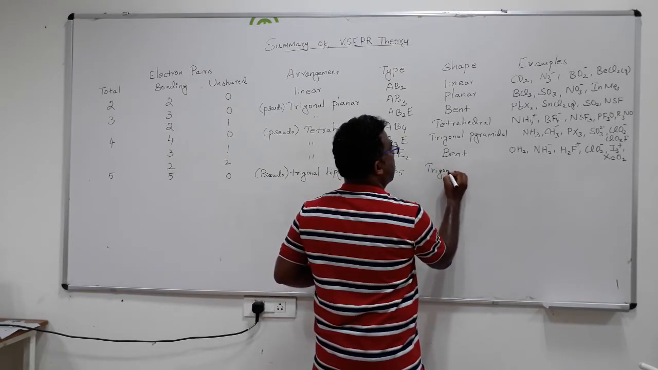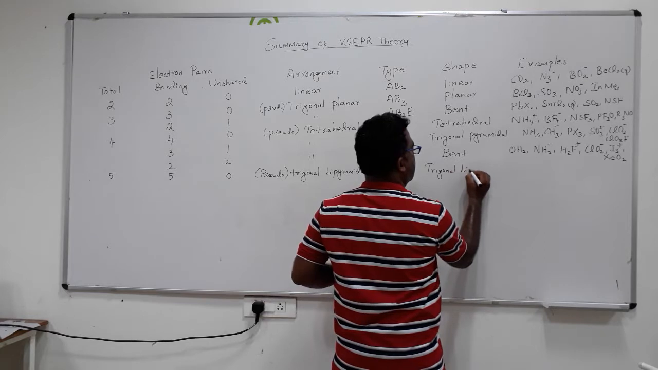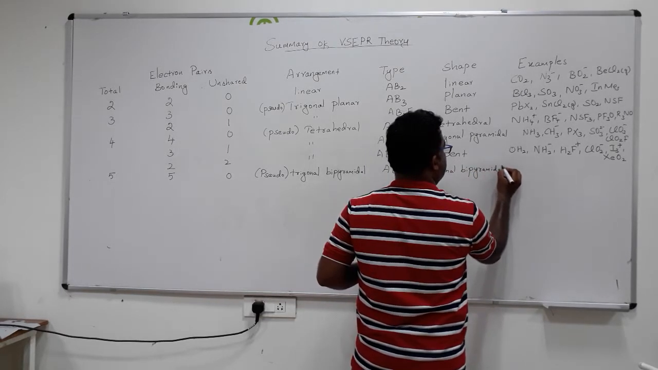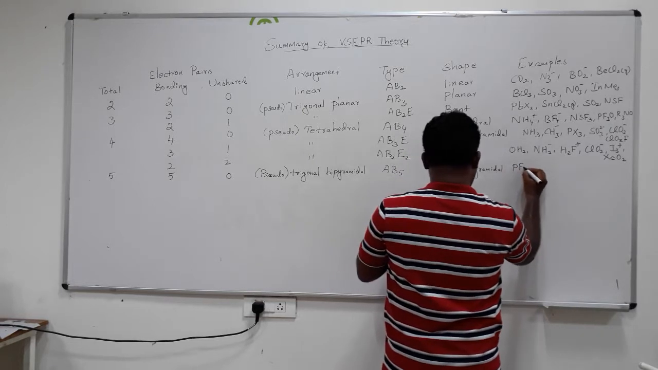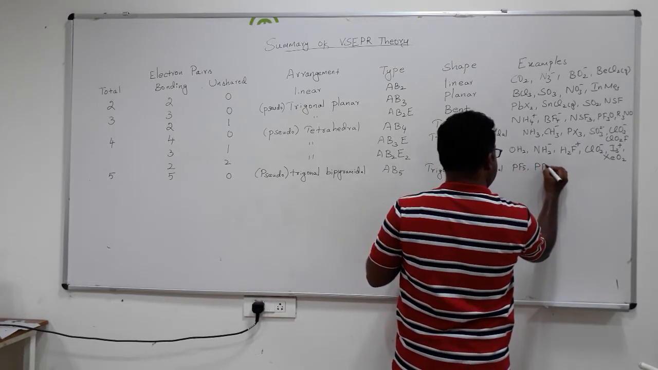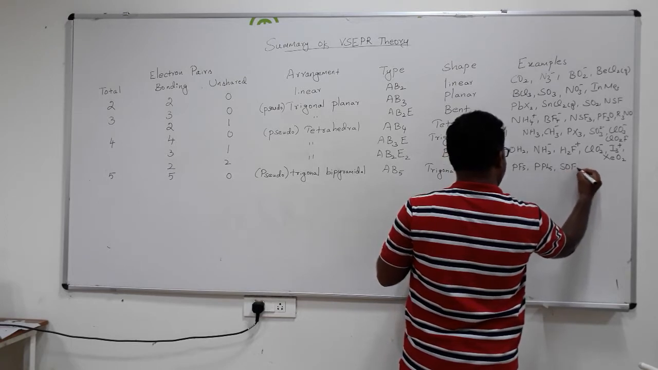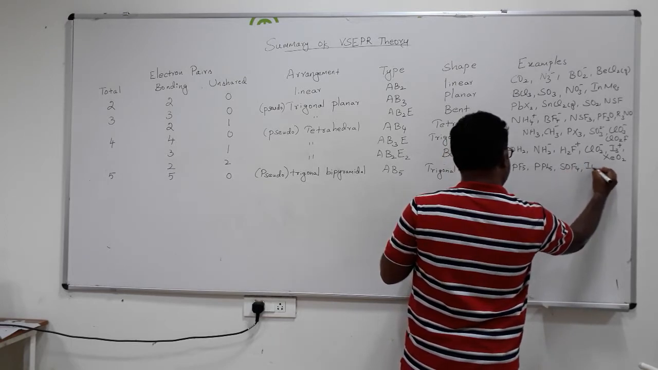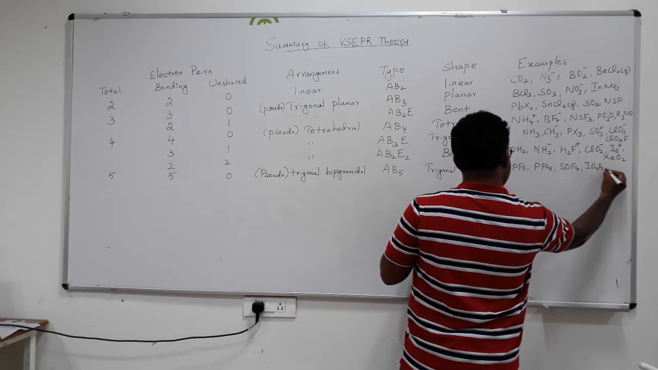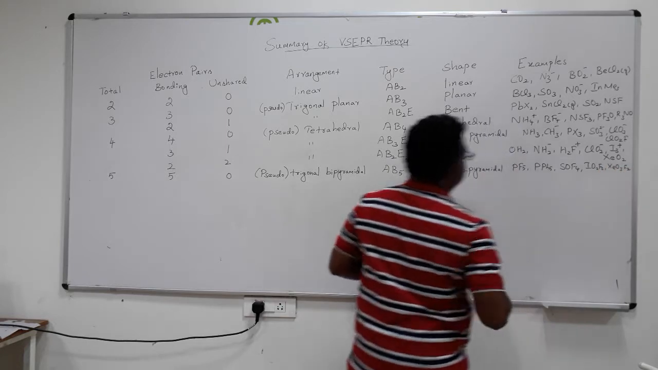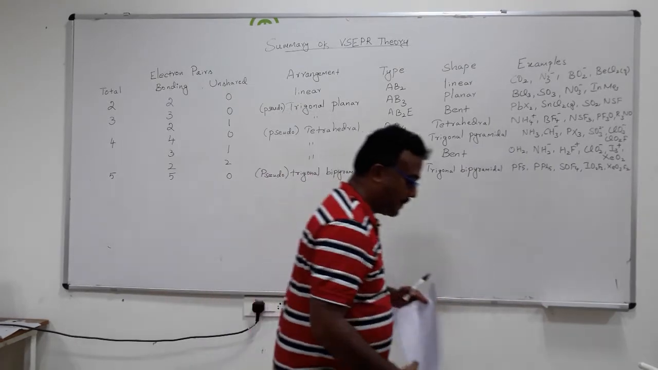Trigonal bipyramidal. Examples for trigonal bipyramidal are PF5, PH5, SOF4, IO2F3, xenon O3F2. So these are some of the examples of trigonal bipyramidal.